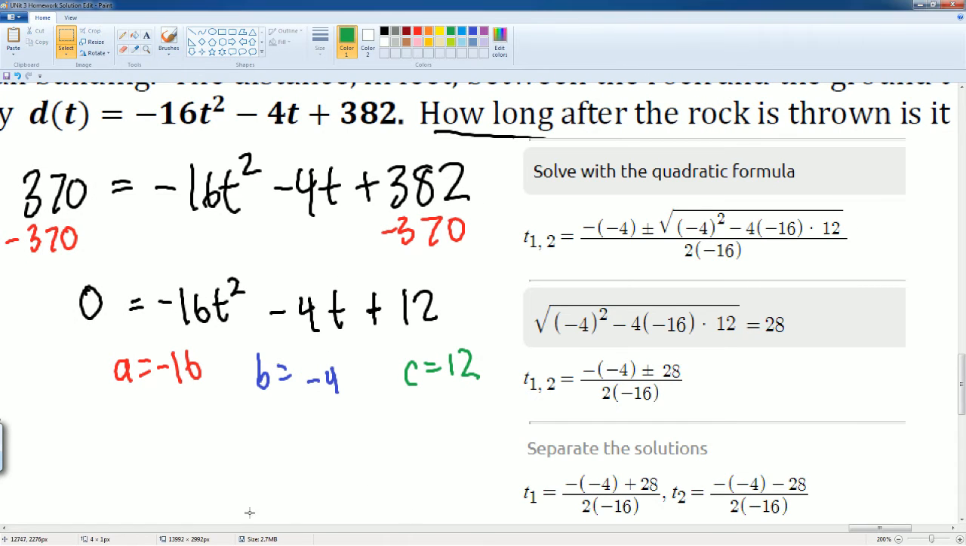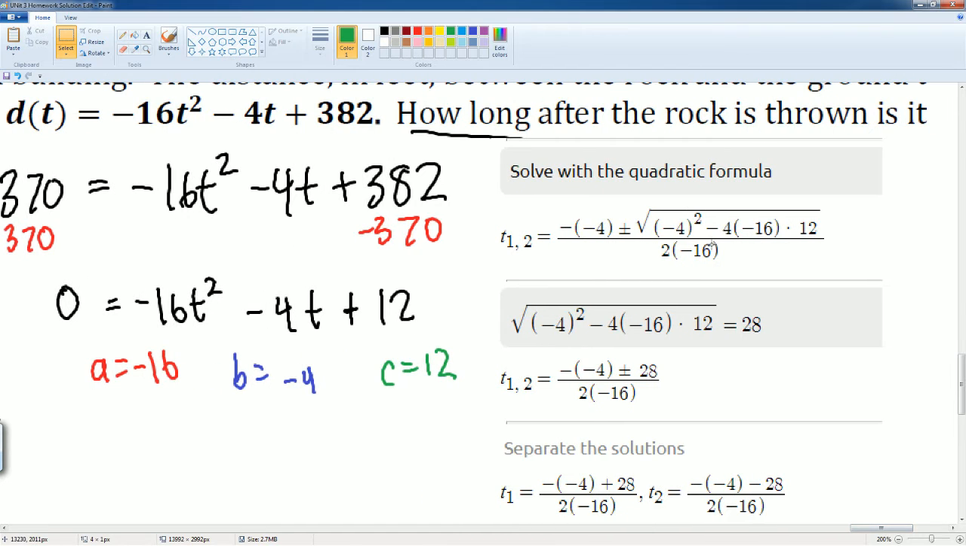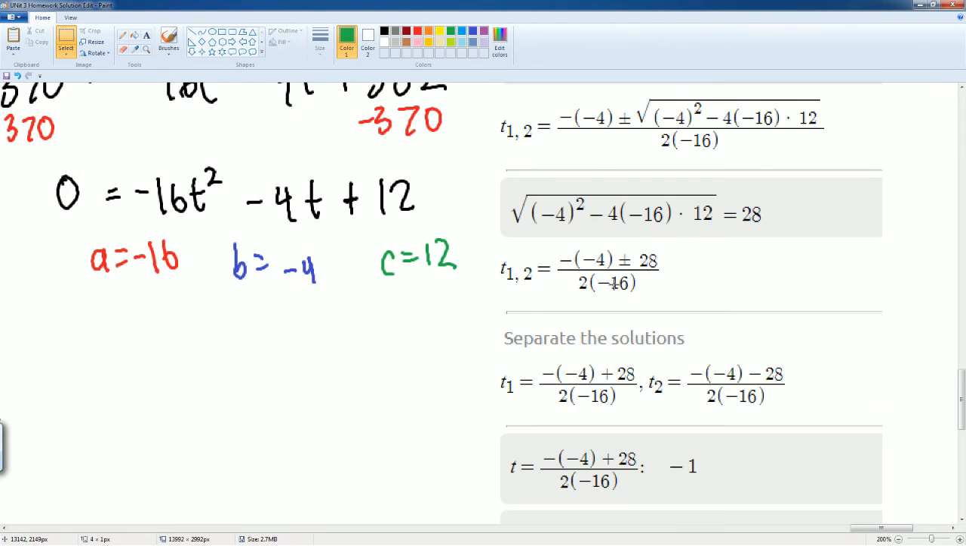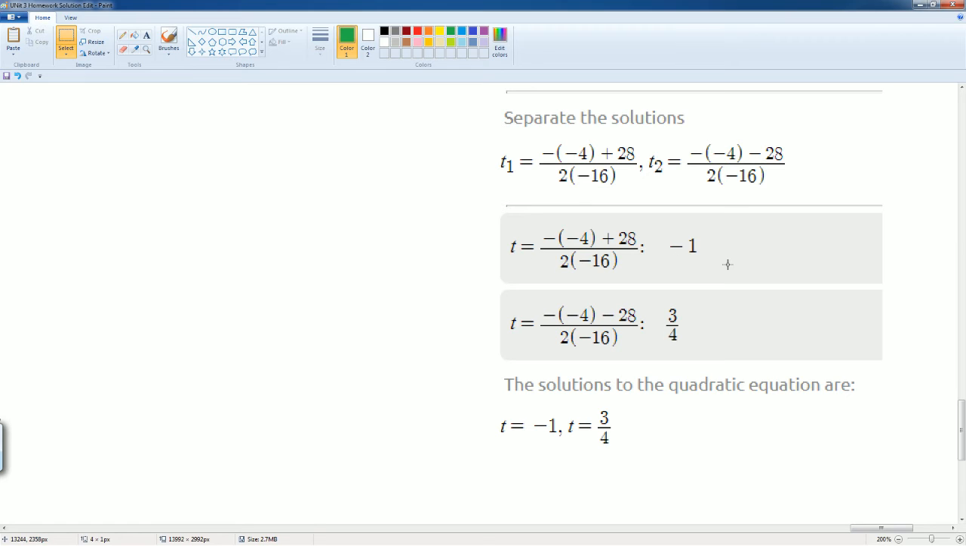So here you go. I did the quadratic equation on the side. Set up the quadratic equation, plug in the values. What's inside that radical simplifies to just 28. Then I finish up my quadratic equation because I know there's two solutions, right? The plus version and the minus version. And then I get the value of t is equal to negative 1 second and t equals 3 divided by 4 seconds.